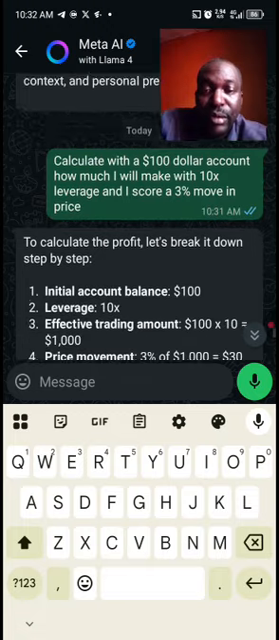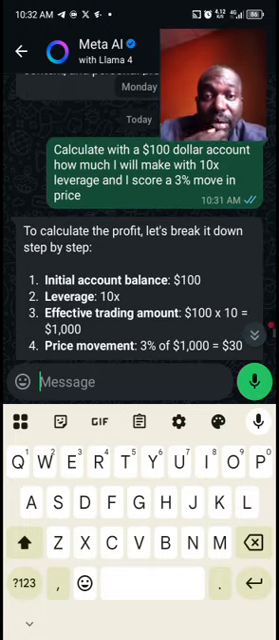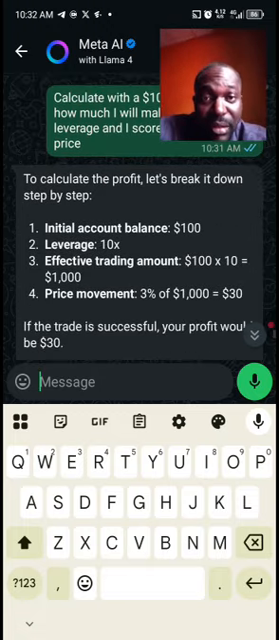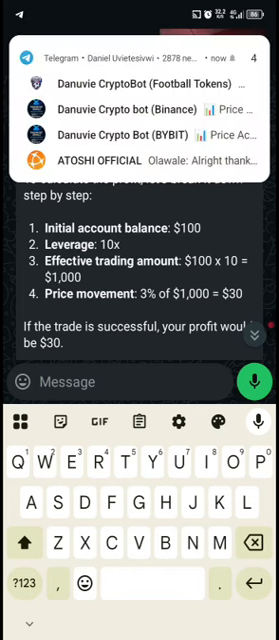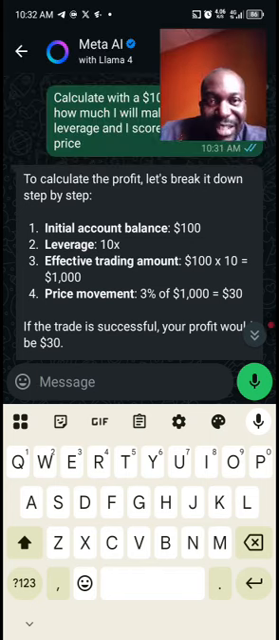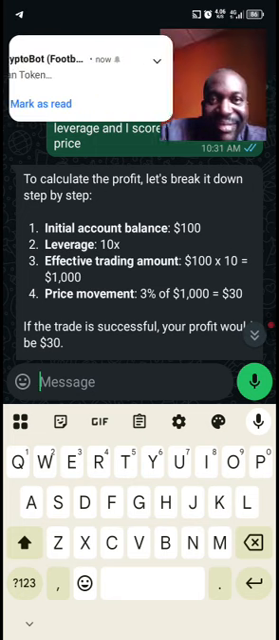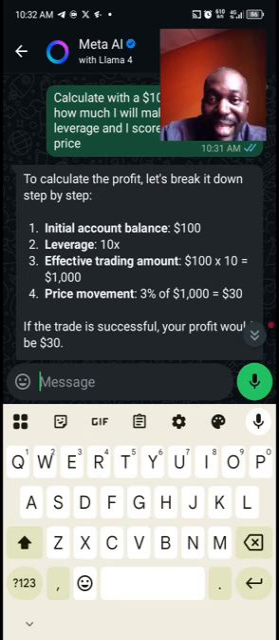Okay, so this is what Meta AI is saying. To calculate the profit, let's break it down step by step. Initial account balance is $100, leverage is 10x, effective trading amount is 100 times 10. Like I said earlier, leverage is simply the money that your broker or your crypto exchange is going to lend you so that you can take a bigger trade. So as you can see, it has calculated for, which is $1,000.